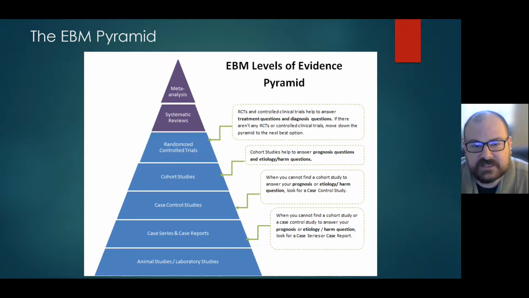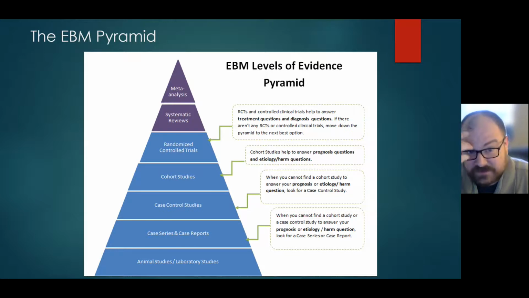The main difference between a systematic review and a meta-analysis is that often a meta-analysis is much more rigorous in its evaluation of quantitative data, whereas systematic reviews may approach a more qualitative aspect. And we'll talk a little bit about how to identify the differences between a meta-analysis and a systematic review.